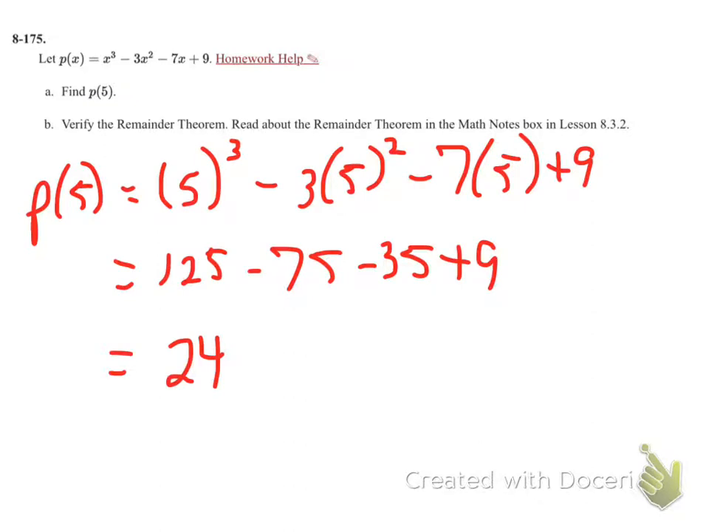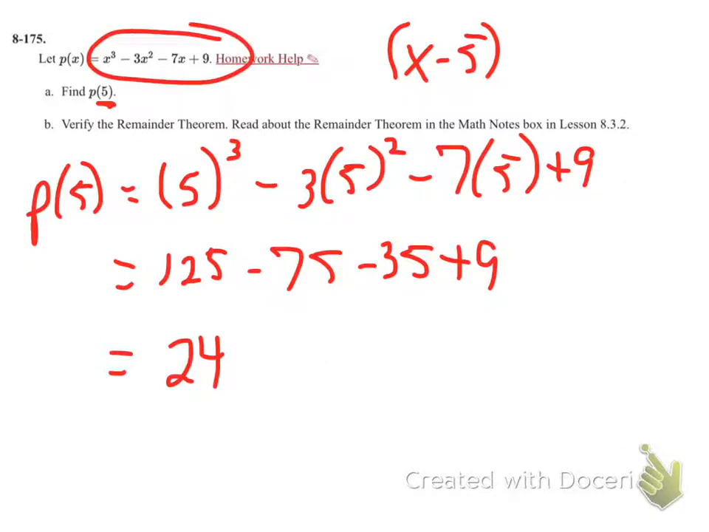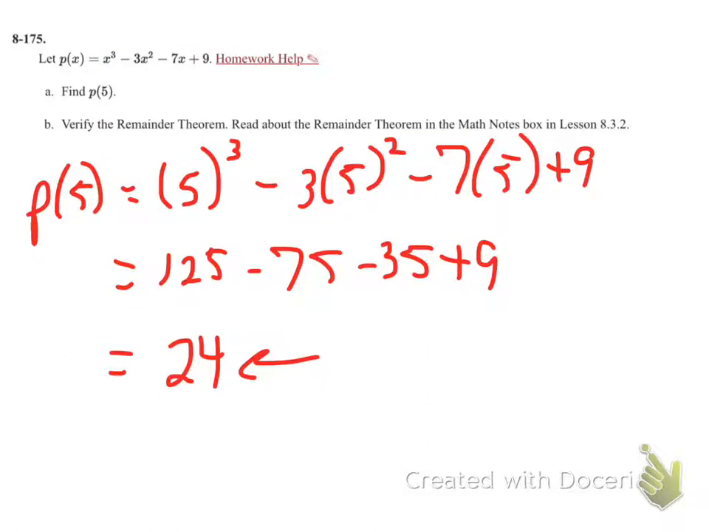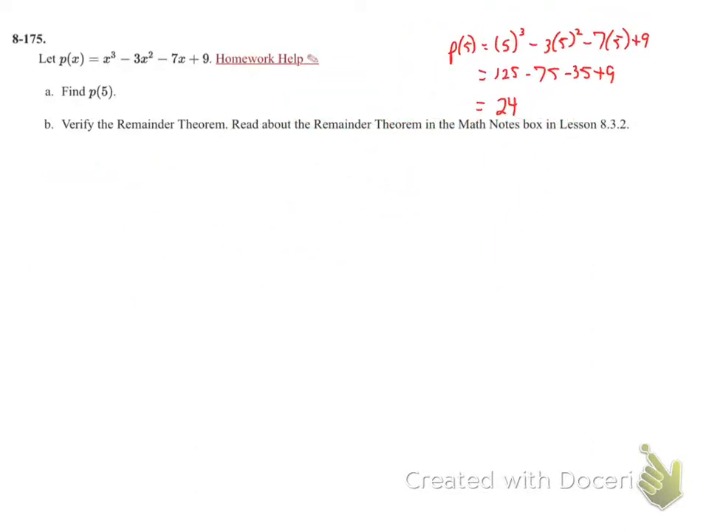So for this problem, since we're finding P of 5, if we take x minus 5 and divide this polynomial by x minus 5, we should get a remainder of 24. So that's what problem B wants us to verify, and that's what we're going to go ahead and do. I'll just move this off to the side for a minute.